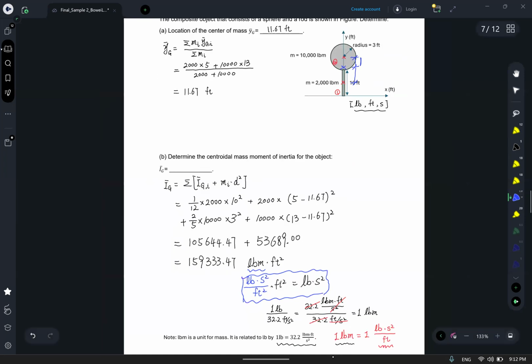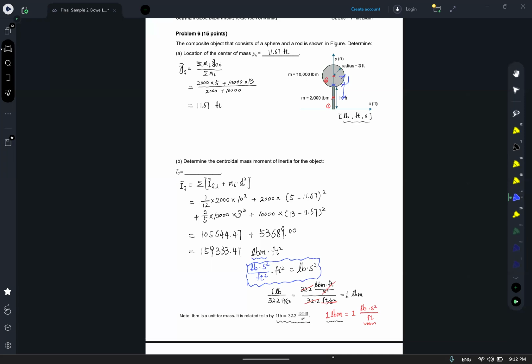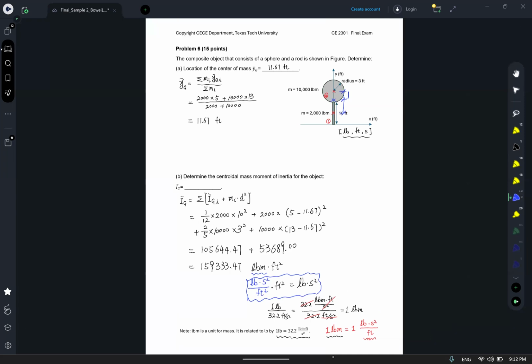So this problem, problem 6, is examining the evaluation of the center mass and mass moment inertia of a composite object. The center mass is a weighted average of the center mass of each part, conceptually very similar to the centroid. But to compute the mass moment inertia, we need to be familiar with the parallel axis theorem. Then we can calculate the mass moment inertia of each part of the object and take the summation of that.